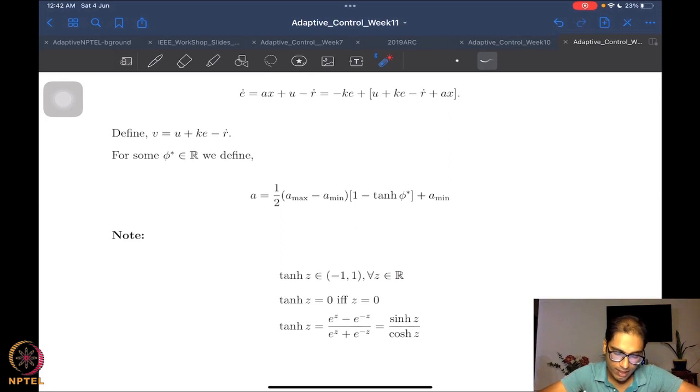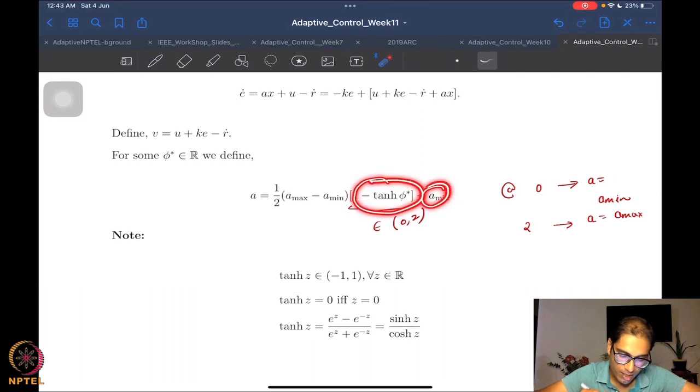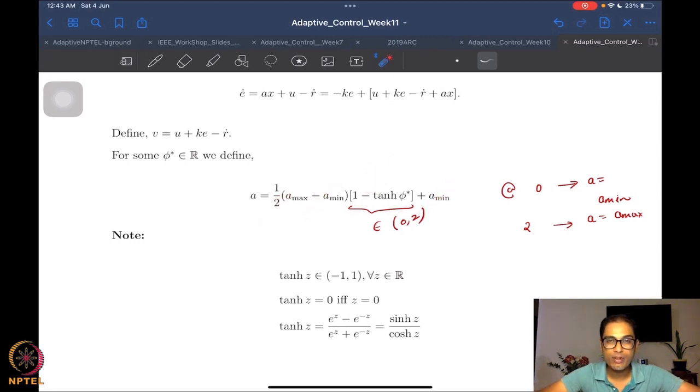Now let's look at why this makes sense. The first thing is that the tan hyperbolic function varies from minus 1 to 1 for all real numbers. What does it mean? It means that this quantity lies between 0 and 2. So what happens at 0? At 0, you have the right hand side A equal to A min, and when you are at 2, you get A equals A max. This is rather easy to verify. You put 0 here, you just have A min. If you put 2 here, this gets cancelled with this, and this gets cancelled with this, and you're left with A max.